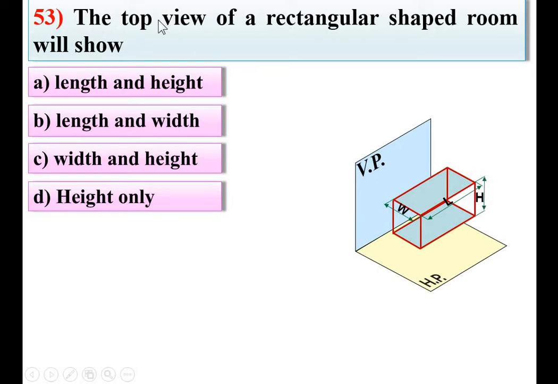Now, as per the description, top view of rectangular room. So if I see the top view, then the top view will be the rectangle, and that indicate the length as well as width. So over here B is the right answer, length and width.